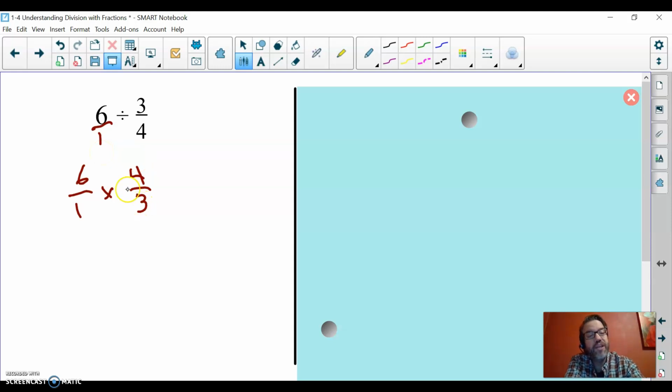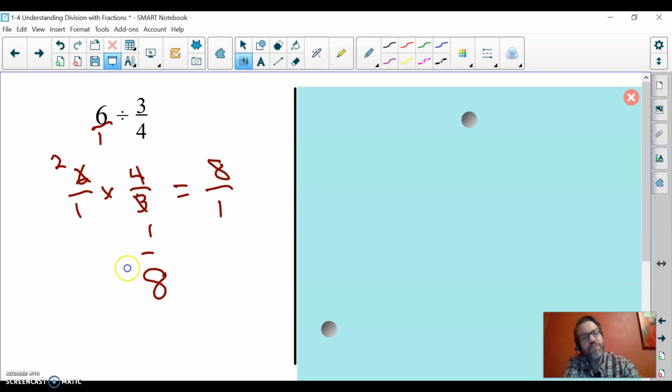And here I have a 3, here I have a 6. I can divide them both by 3. 3 goes into 3 once, it goes into 6 2 times. And now all I have in the denominator are 1s, which means I'm going to get a whole number answer. 2 times 4 is 8 over 1 times 1, which is 1, and 8 divided by 1 is 8. So 6 divided by 3/4 is 8.